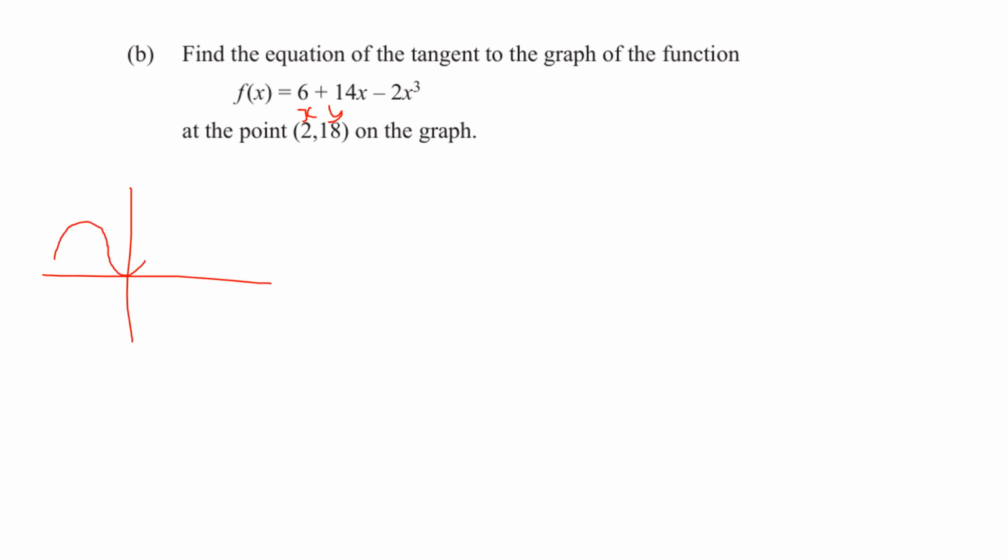So it probably looks something like this, for argument's sake. And this is our point. Let's say it's a 2 here, right? This would be our point 2. Let's say it's 18 here, ish. That 18 looks terrible. And then we've got our tangent here.